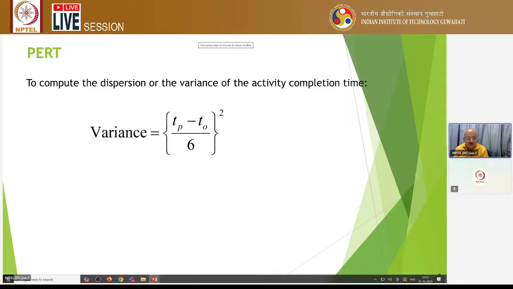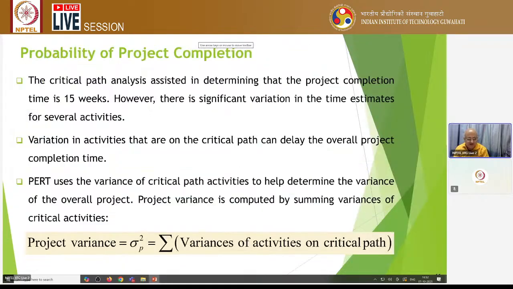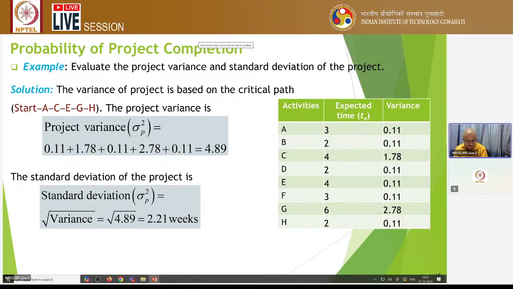And the variance is ((TP minus T0) divided by 6) squared, that is, the pessimistic estimate minus the optimistic estimate divided by 6, squared, and then compute the expected time. So like that you can calculate the variance of different activities. Then the total variance on the critical path is the sum of the variances of whatever activities are on it. So the project variance will be sigma p square, that is, the sum of the variances of activities on the critical path. So the standard deviation is the square root of that. Suppose there is a project, what will the project variance be? The variance in these activities is this much. You add that up, and the standard deviation will be the square root of that.